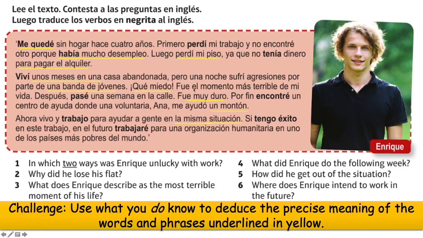What does Enrique describe as the most terrible moment of his life? It says here, fue el momento más terrible de mi vida. It was the most terrible moment of my life. So we have to go a bit before that. It says, una noche sufrí agresiones por parte de una banda de jóvenes. Qué miedo. Qué miedo is how scary. So one night I suffered aggressions by a group of young people. So that is the answer. Right, number 4, what did Enrique do the following week?